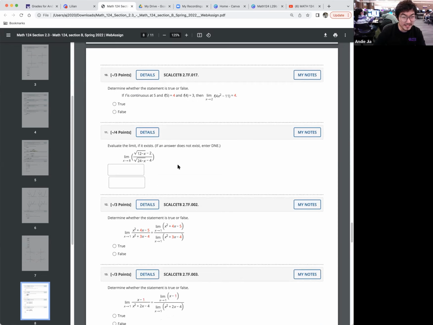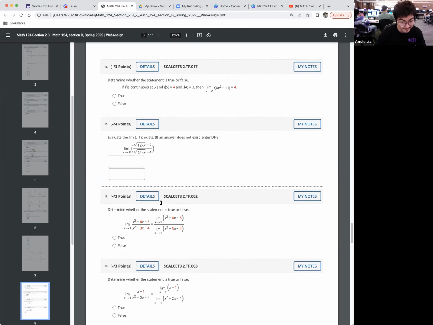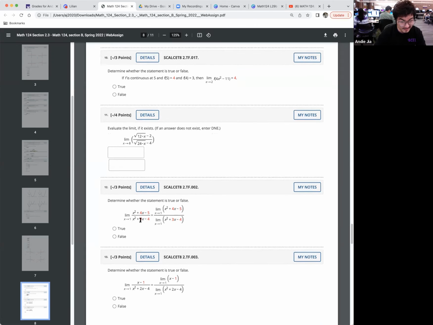For number 11, it's a complicated one. You need to conjugate both the numerator and the denominator. So conjugate two times.